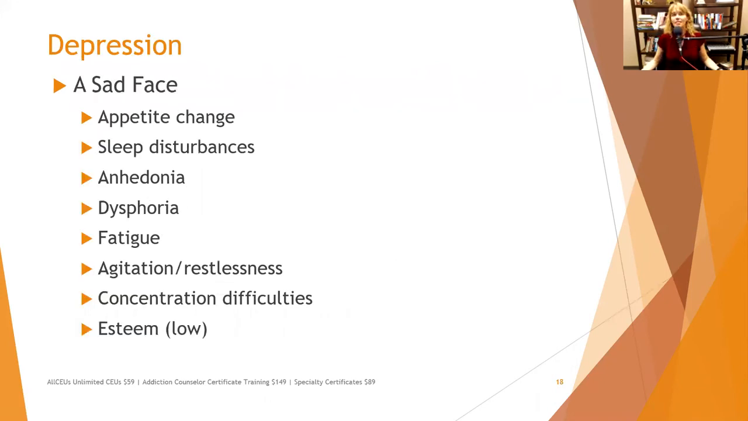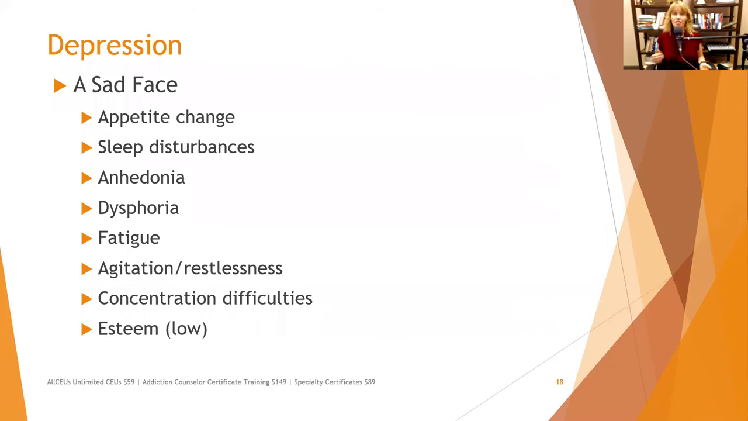When we're talking about differentially diagnosing mood disorders, you probably will have clients that have concurrent mood disorders. So let's learn some mnemonics for the big ones. SAD FACES is the mnemonic you use for depression. Appetite changes, sleep disturbances, anhedonia, which means you just don't find pleasure in much of anything. Dysphoria, a sense of being depressed, hopeless, helpless, guilty.